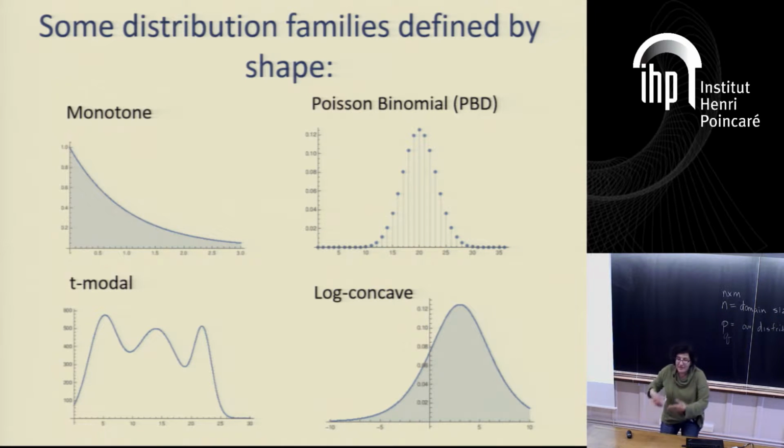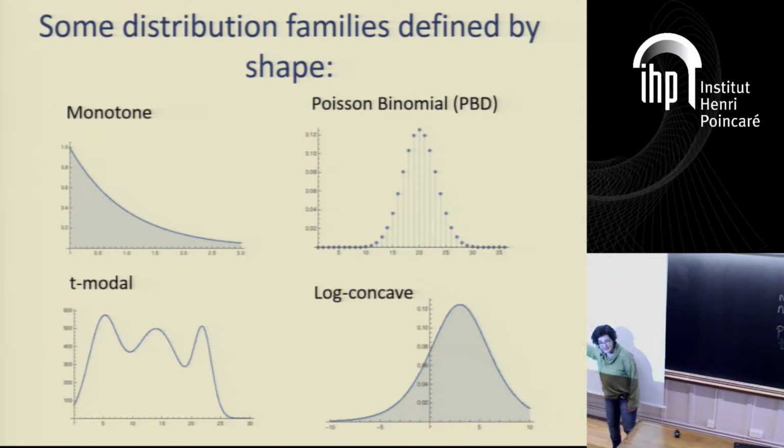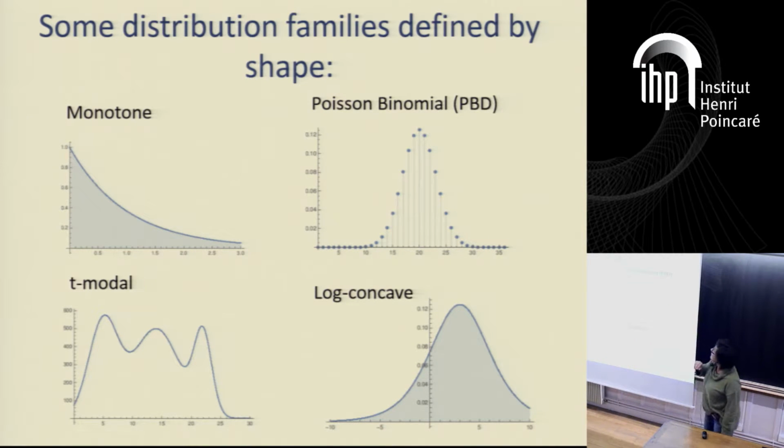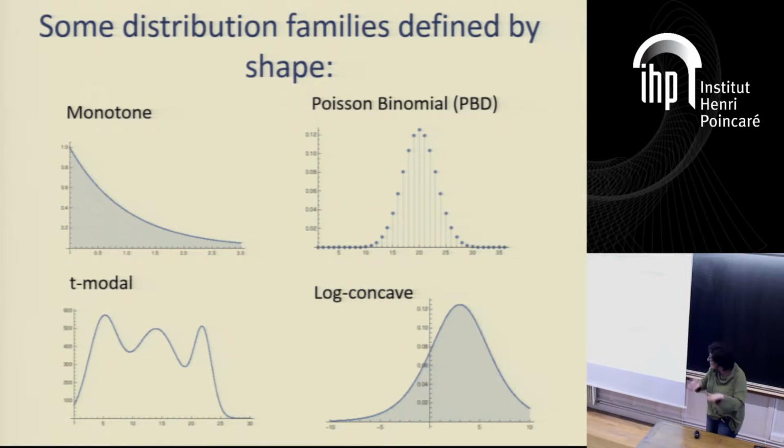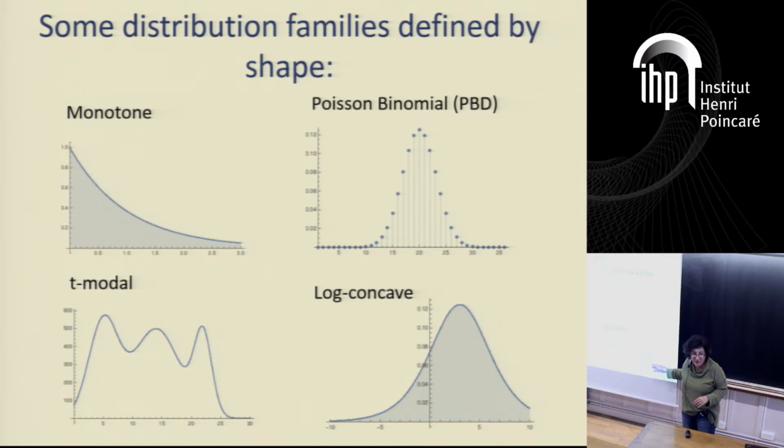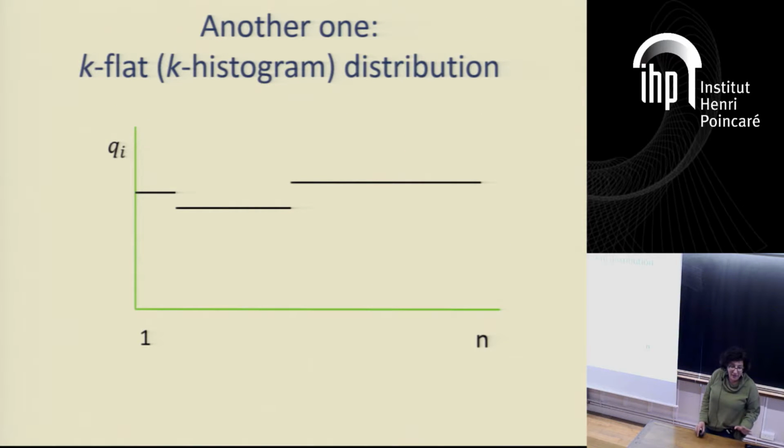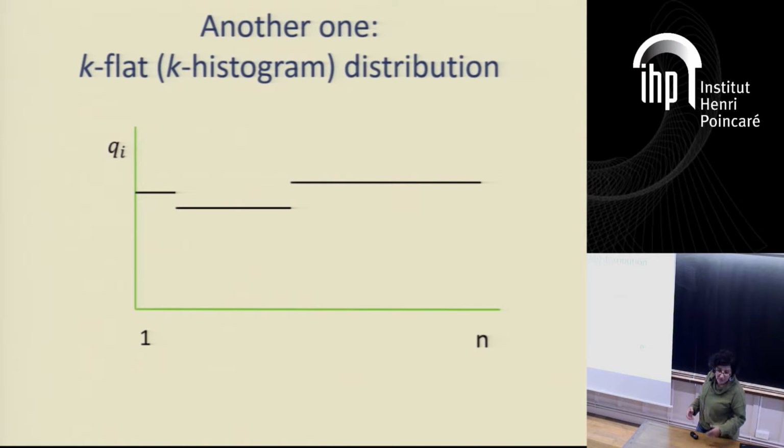There's a lot of distribution families that are defined sort of by their shape. I hope you'll give me a little leeway here, but there's monotone distributions, there's t-modal distributions, they go up and down at most t times. There's Poisson binomial, they have a very specific shape. Log concave distributions have another kind of shape. And let me mention another important type of distribution defined by shape, and that is k-flat distributions.